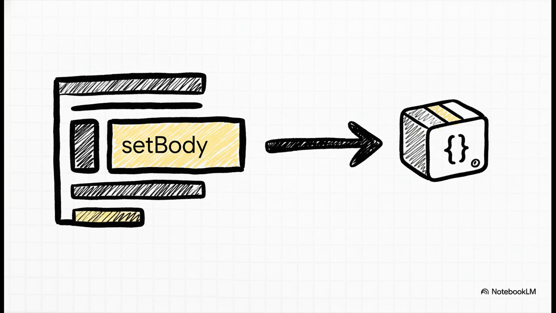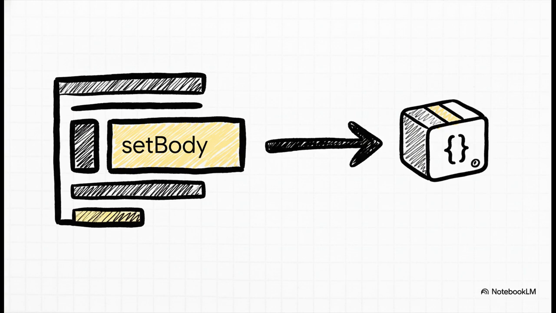Okay, so what about a POST request? Well, it's almost identical to a GET, but with one crucial extra step. See that line that says set body? That's the key difference. That's where you package up the data you want to send, like a new order in this case, and attach it to your request.